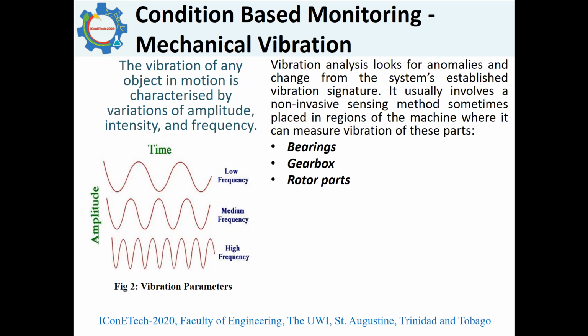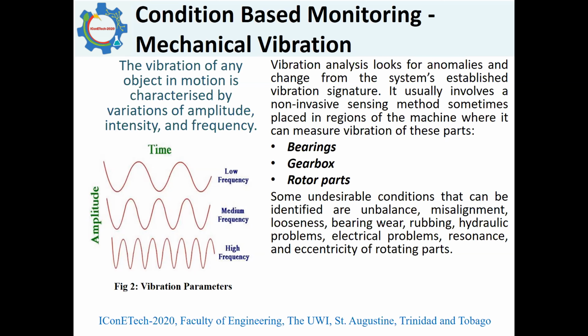Parts of the rotating equipment that you'd want to monitor, especially your bearings, your gearbox, your rotor parts. These are the areas that will create undesirable conditions that can be identified as unbalance, misalignment, looseness, bearing wear, rubbing, hydraulic problems, electrical problems, and the list goes on.